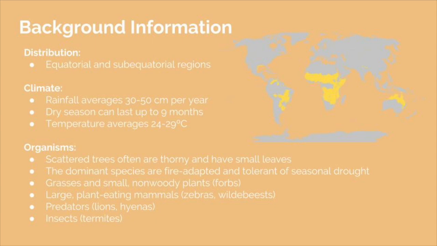Some organisms that can be found in the savanna include scattered trees, which are often thorny and have small leaves, an apparent adaptation to the dry conditions. The dominant plant species of the savanna are fire-adapted and tolerant of the seasonal drought. Grasses and forbs, which are small non-woody plants, make up most of the ground cover. Large plant-eating animals, such as wildebeests and zebras, exist alongside the predators, including lions and hyenas. Insects, especially termites, are the most dominant herbivores in the savanna.